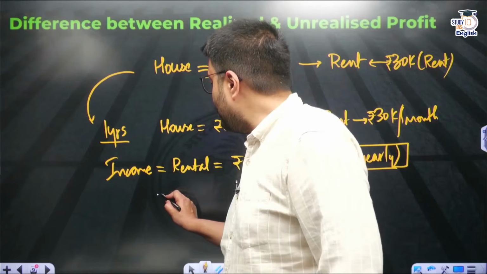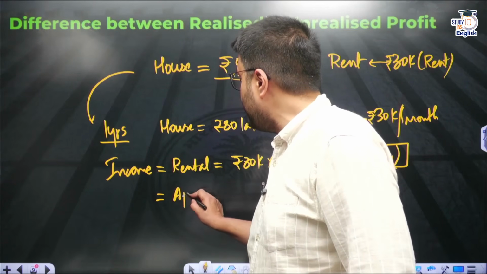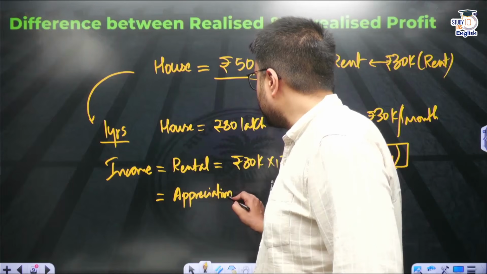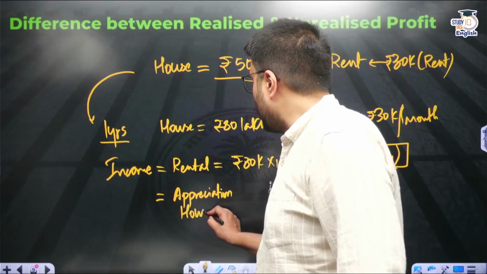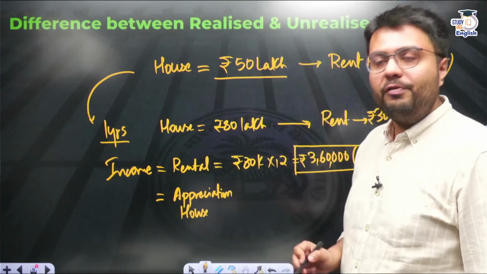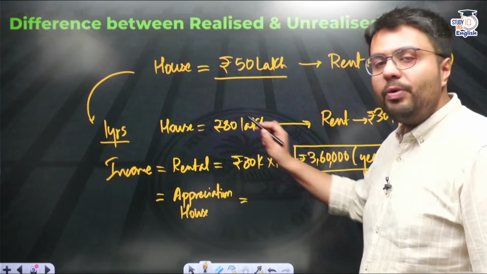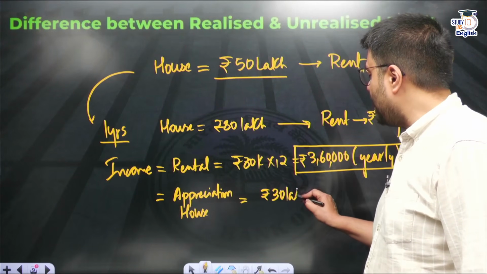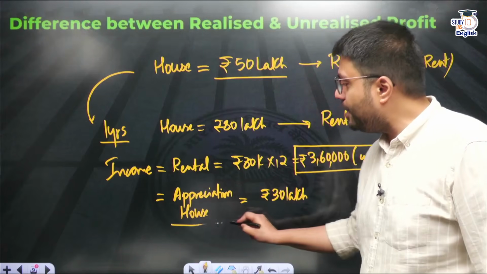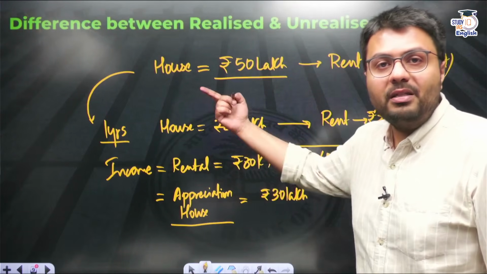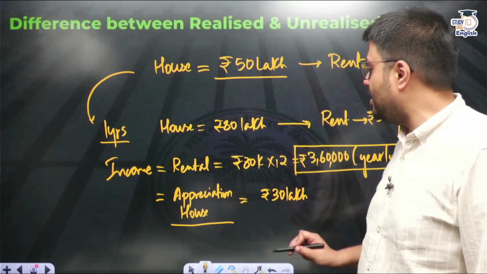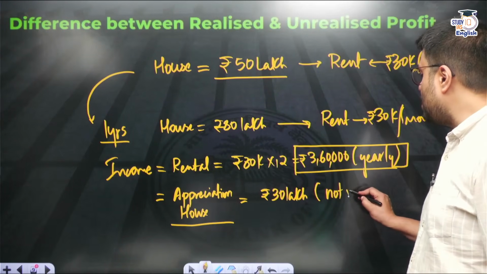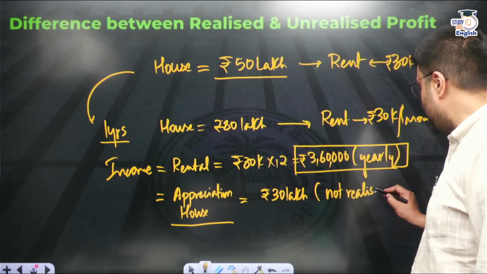Now the second kind of income you have made is appreciation in the value of the house. Your house, which you bought last year at 50 lakh rupees, has increased to 80 lakh rupees. So the income that you have made this year is 30 lakh rupees by virtue of appreciation in the value of the house. But since you decided not to sell this house, you have not realized this 30 lakh rupees yet. Have you made this profit?